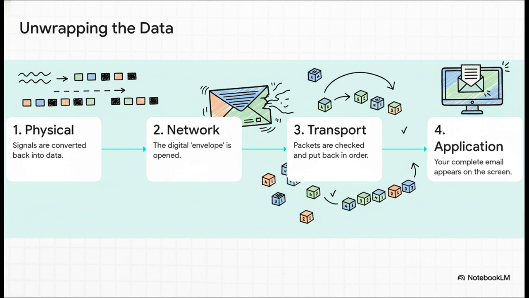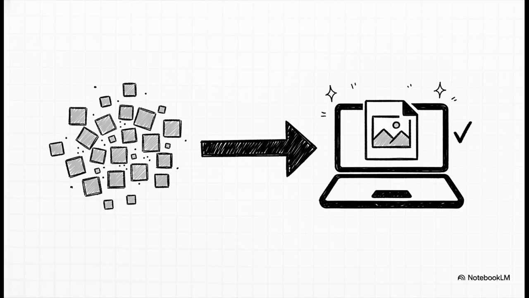The physical layer turns those flashes of light back into digital data. Then, the network layer takes a look, reads that digital envelope, and then just tosses it aside. Next up is the transport layer, where our friend TCP gets back to work. It pulls out its checklist, makes sure every single packet arrives safe and sound, and then arranges them all back in the correct order. And finally, the application layer presents the fully reassembled message to, say, the email program on the screen. And just like that, there it is, your original message, perfectly put back together, appearing on a screen thousands of miles from where you sent it. It's pretty amazing when you think about it.